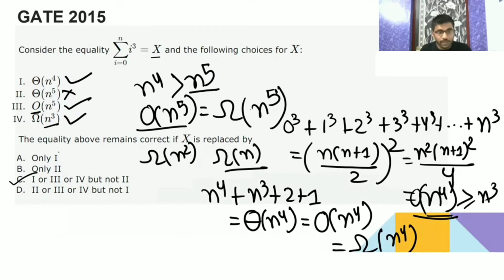So the equality above remains correct if x is replaced by either 1 or 3 or 5, but not 2. In place of x you can substitute 1, 3 or 5, but not 2. Am I clear? Anyone having any doubt? Can I go to the next one? If you are having doubt you can ask me, otherwise I will go to the next question.